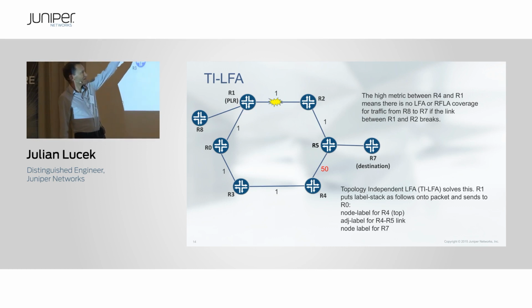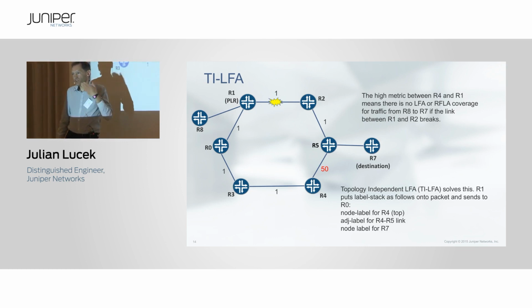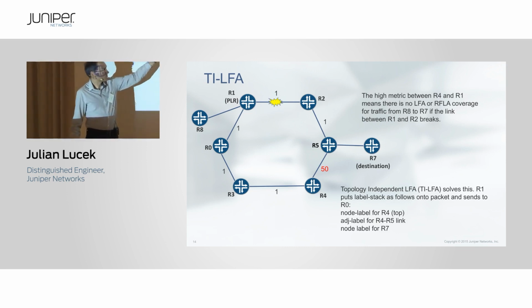It doesn't realise that that link's broken, with this really high metric of 50, so R4 would never send it like this. But with the adjacency label, as I mentioned, the adjacency label is a strict forwarding paradigm. So the packet arrives for the adjacency label corresponding to this link. R4 must send the packet on that link. It doesn't matter what the IGP is saying. So that helps us force the packet across this link.